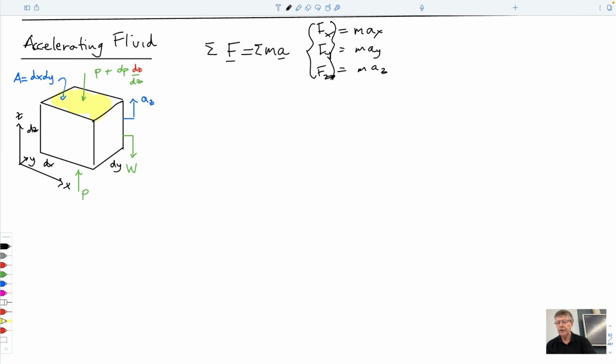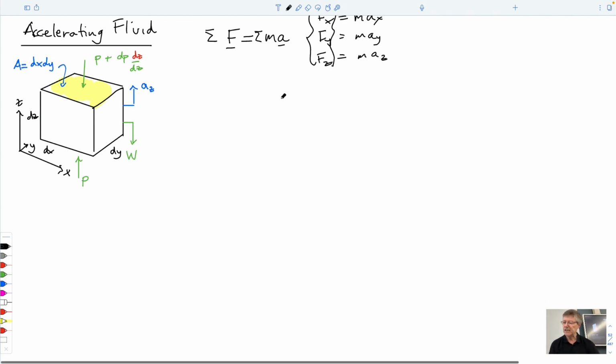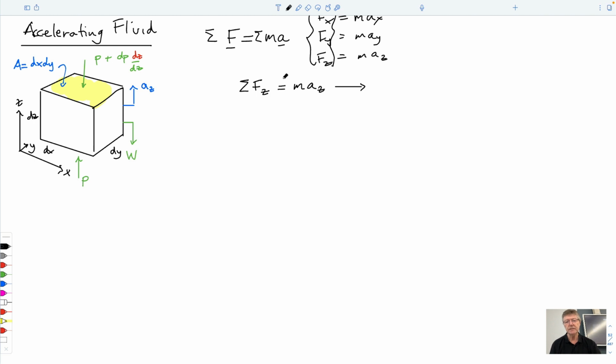So what we'd like to do is, first of all, let's write it as the sum of Fz, vertical direction, is equal to mass times acceleration in the z direction. And instead of writing it that way, let's write it as the sum of forces in the z direction minus mass times az is equal to 0. Right? That's fine as well. And let's go back to this differential cube and start figuring out what those should be. So the force is acting upwards.